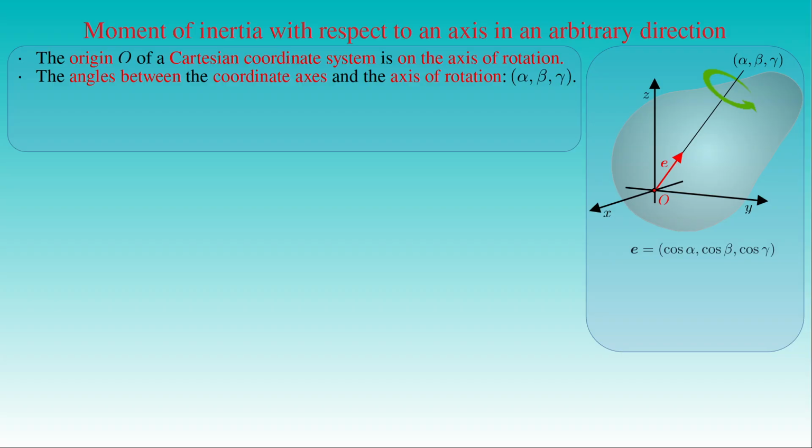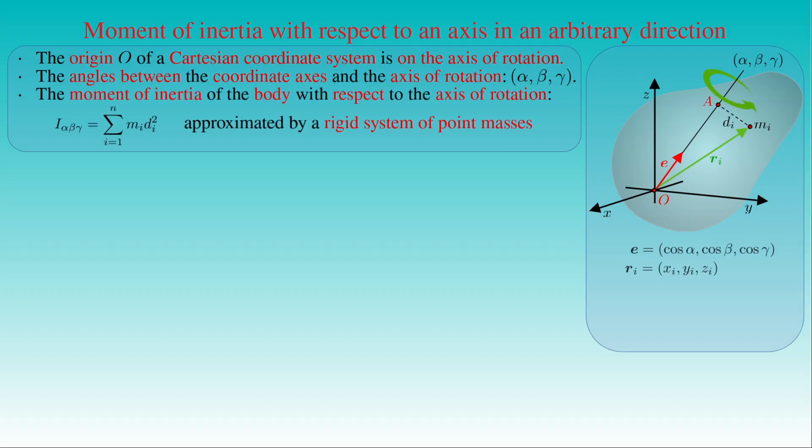We will determine the moment of inertia, denoted by I sub alpha beta gamma, of the rigid body with respect to the axis with the direction described by the angles alpha, beta, and gamma with respect to the coordinate axes. In the approximation applying a rigid system of n point masses, any mass element of the body is represented by a point mass mi, which has the position vector ri with respect to the origin O, where the components xi, yi, and zi of the position vector describe the position of the point mass in space. Then the moment of inertia I sub alpha beta gamma is equal to the sum of the mass mi of the point mass times the square of the distance di of the point mass from the axis of rotation, from i equals 1 to n.